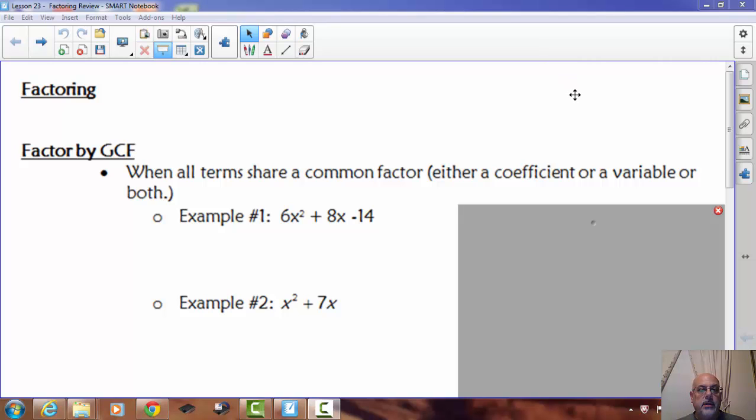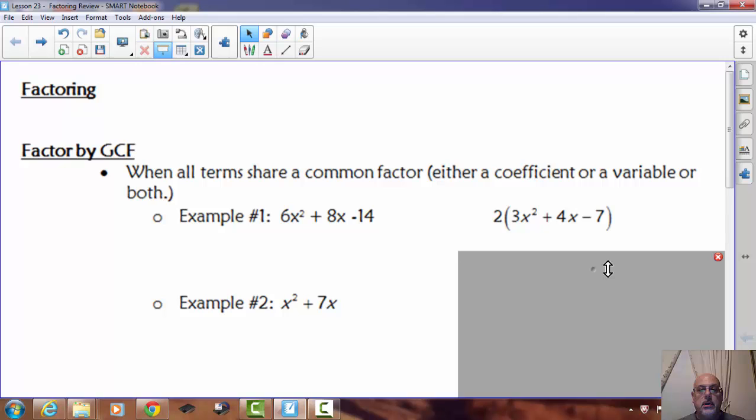When you factor out the 2, and remember factoring is a division, what you factor out goes out in front of the parentheses, and you divide everything else by 2. So our factored expression is 2 parentheses 3x squared plus 4x minus 7.